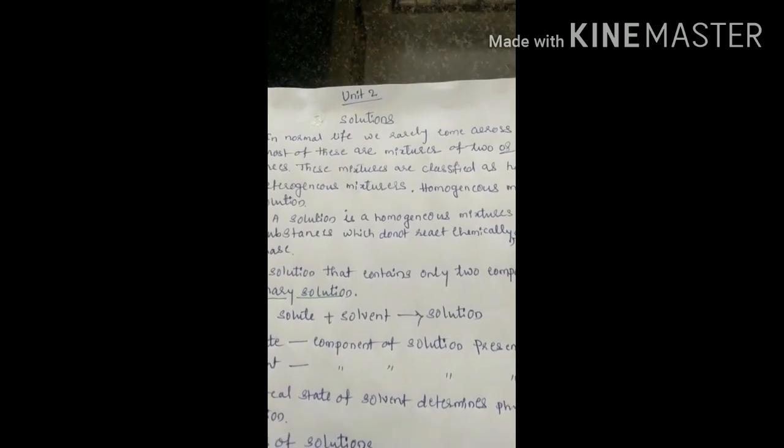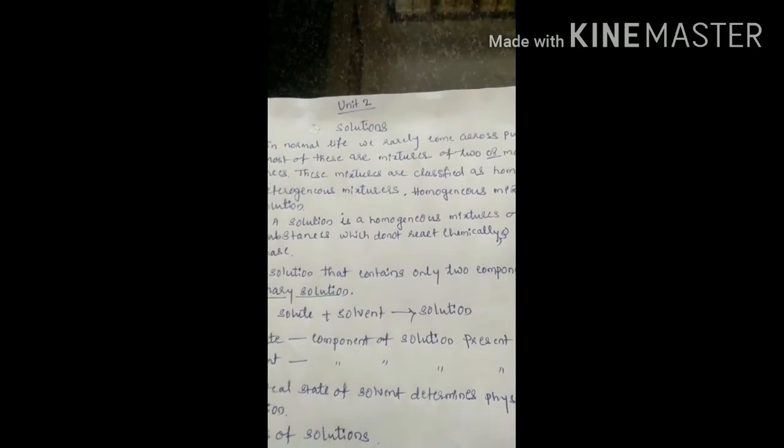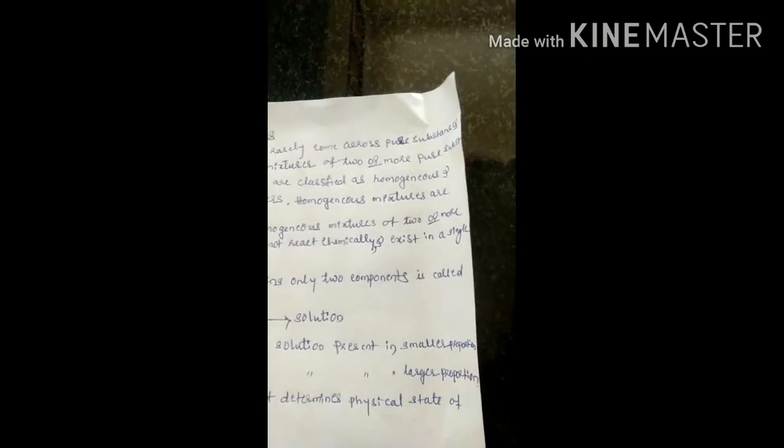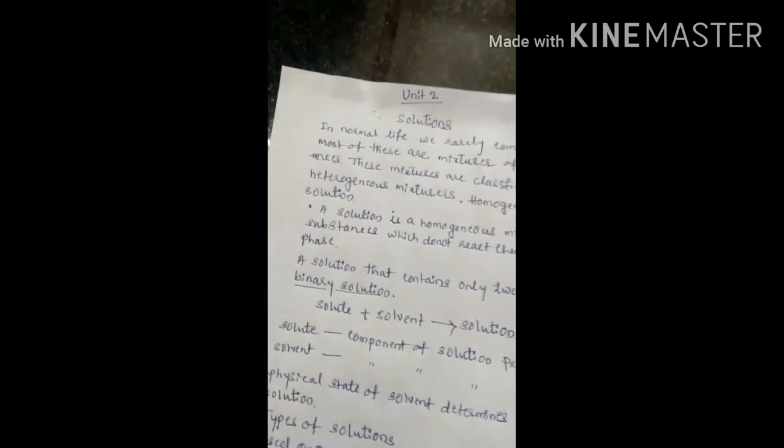In normal life, we rarely come across pure substances. Most of these are mixtures of two or more pure substances. These mixtures are classified as homogeneous and heterogeneous mixtures. A solution is a homogeneous mixture of two or more components. Now we can define a solution. A solution is a homogeneous mixture of two or more substances which do not react chemically and exist in a single phase.